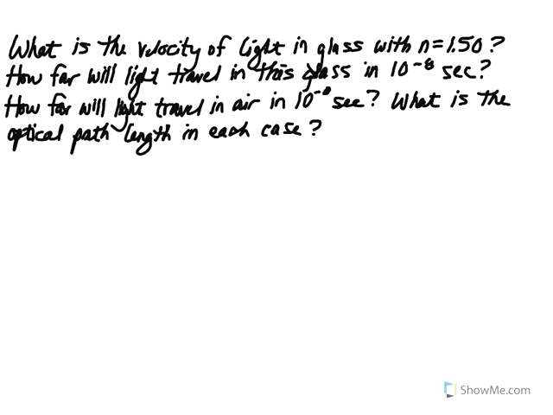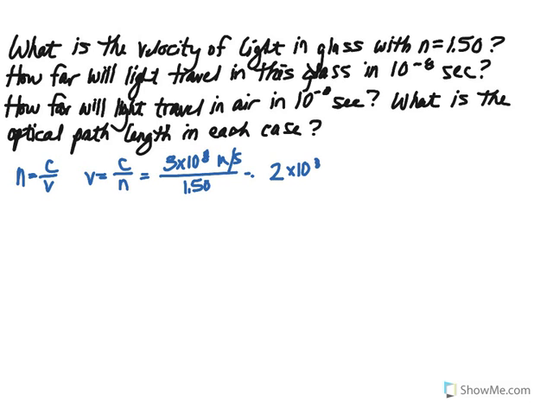What is the velocity of light in glass with n equals 1.50? We know that n is equal to c over v, and so we can find the velocity by using c over n, and that would be 3 times 10 to the 8th meters per second over 1.50, and the velocity in this glass would be 2 times 10 to the 8th meters per second.